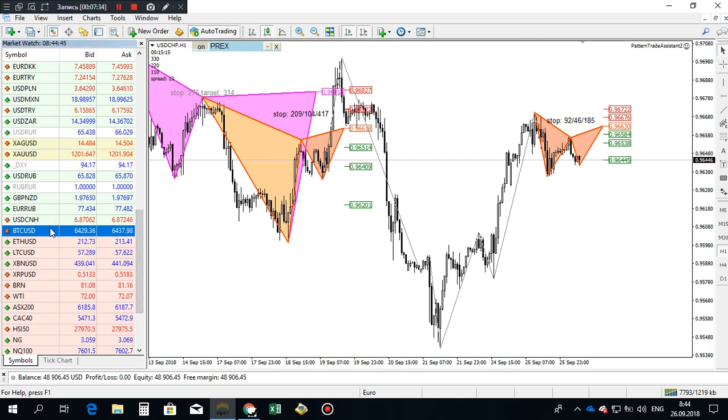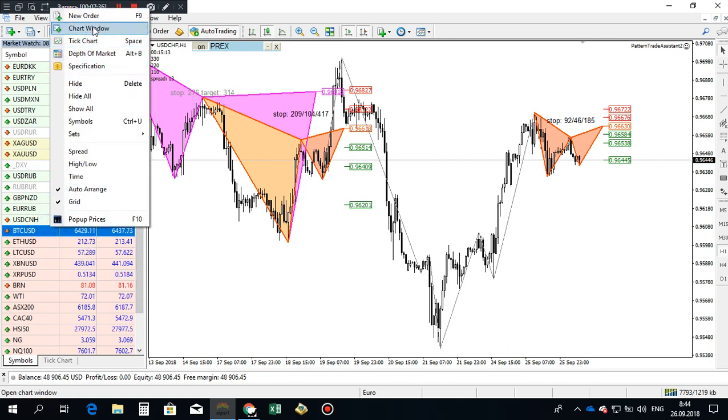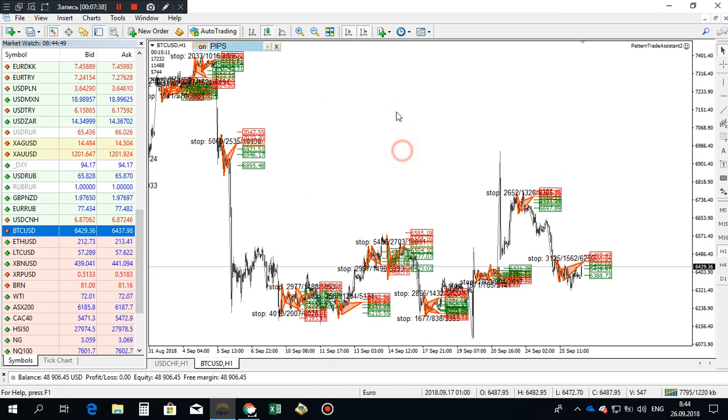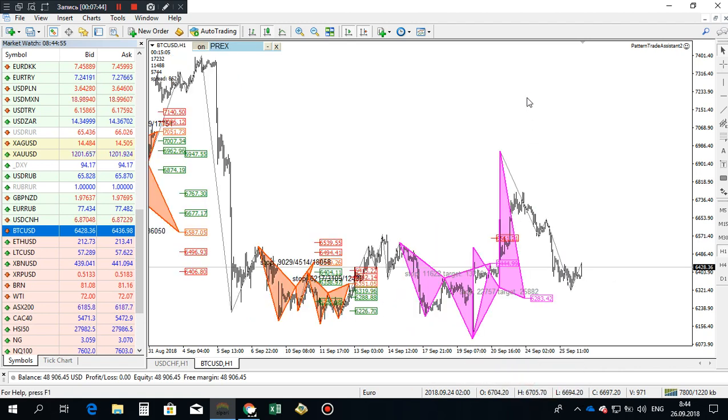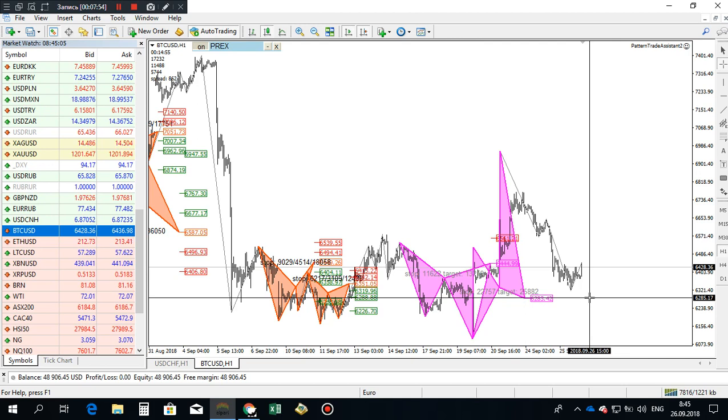Bitcoin, wonderful. Why not? The patterns work on every time frames, every pairs. Let's go to Prex algorithm. Okay, so what do we have on 1 hour Bitcoin? A potential cipher pattern. Wonderful. If it goes lower to complete the pattern, then we have a cipher.